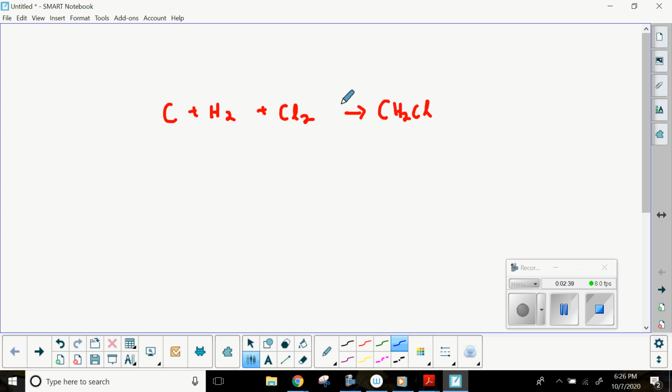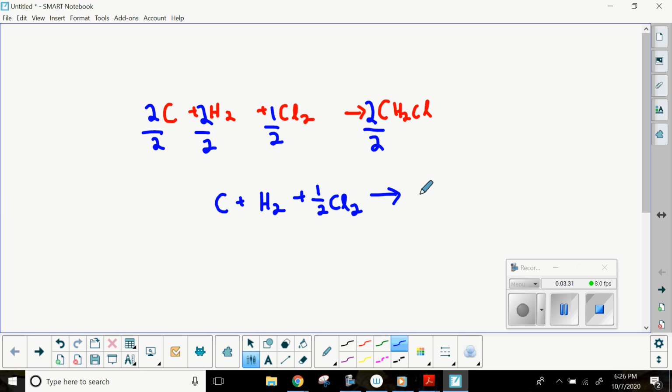So if I'm balancing, I realize that I need 2 chloromethanes, and that means I need 2 carbons and 2 moles of hydrogen. So this balanced chemical equation, 2 carbons, 4 hydrogens, 2 chlorines, is to form 2 moles of chloromethane, but I only want 1. So because these are in moles, I can absolutely divide all of these by 2. And when I divide them by 2, I'm just cutting in half the number of moles that are reacting. So 1 mole of carbon and 1 mole of hydrogen is going to combine with half a mole of chlorine to make 1 mole of chloromethane.